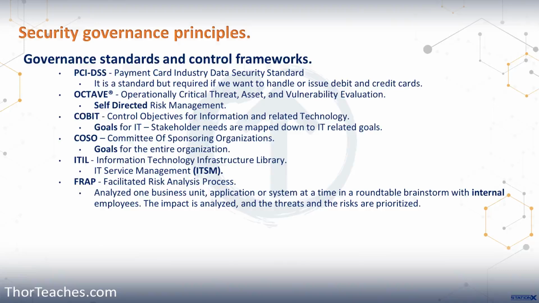And then finally, we have FRAP, Facilitated Risk Analysis Process. And here we are very focused. We focus on one business unit, one application, or one system at a time, and we do a roundtable brainstorm with internal employees. We analyze the impacts, the threats, and the risks are prioritized. And this can help us later when we do proper risk analysis. We have identified what is critical, what is important, where we need to focus, and what is not.